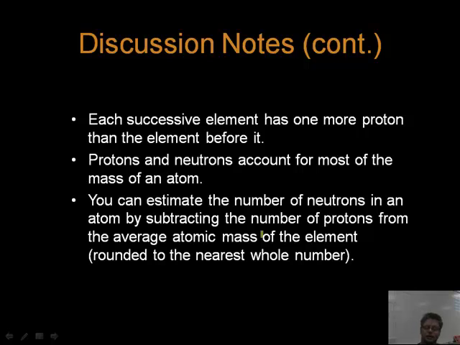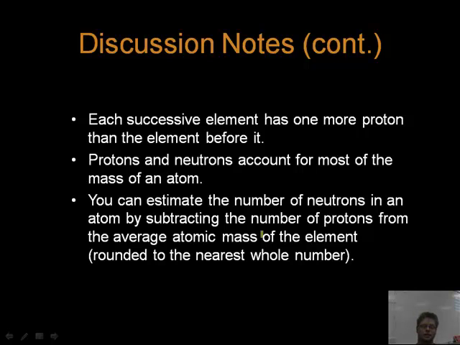Each element has one more proton than the element before it. So as you keep adding the protons, you go along the table. The protons and neutrons account for most of the mass of an atom. A proton actually has about 1,800 times the mass of an electron, and a neutron is almost equivalent, but not quite equivalent. Almost equivalent to a proton. It's actually a little bit more massive, about 1/1800th more massive.